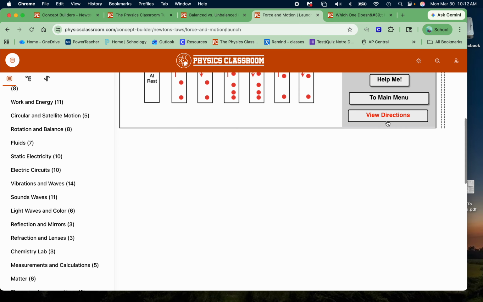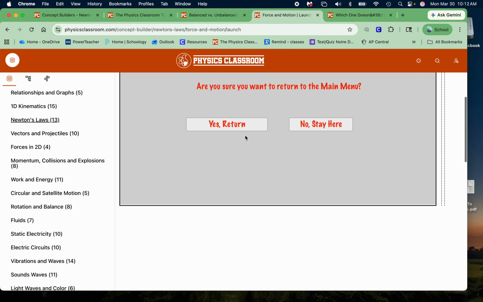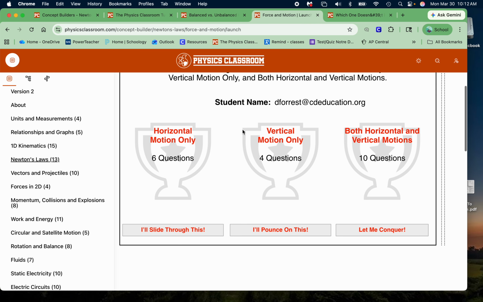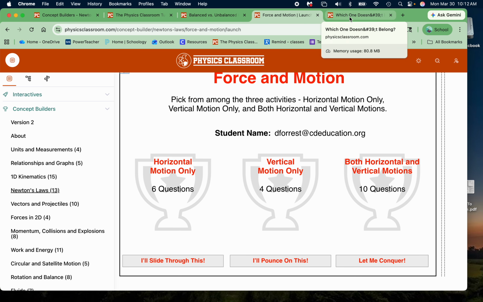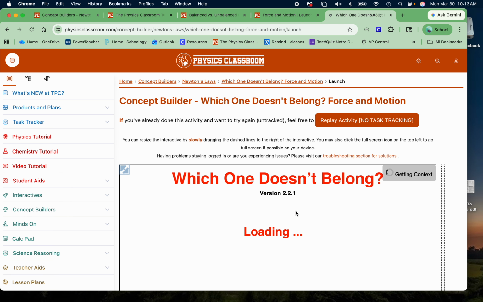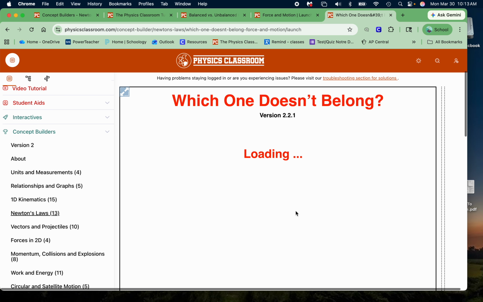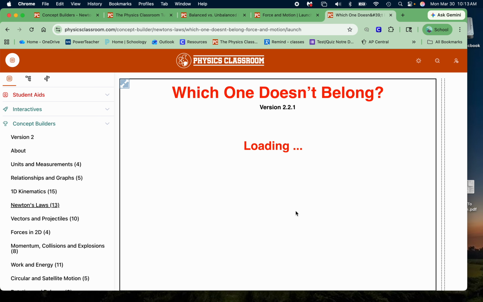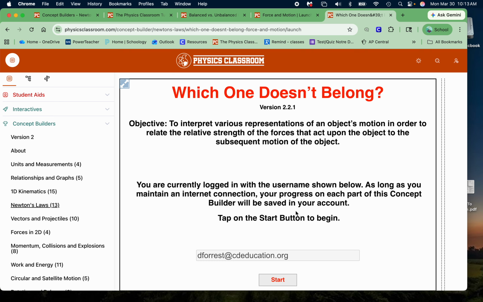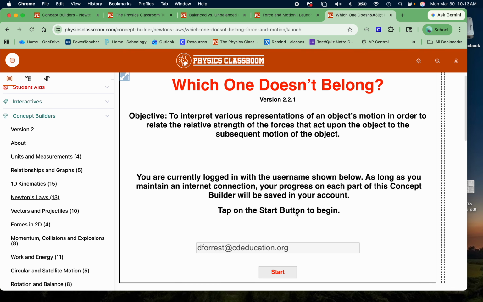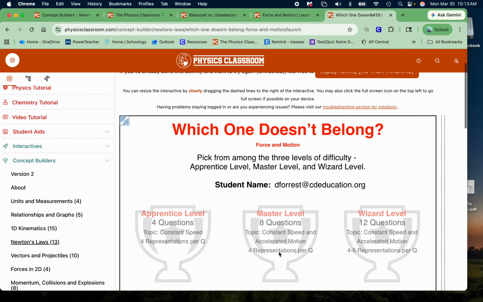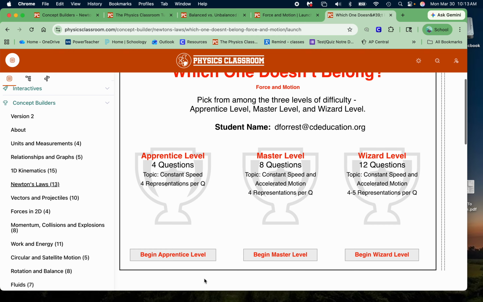Okay, so again, I would like you to do all three levels of these. It gets you good practice. This last one is which one doesn't belong for force and motion. For this one, apprentice level only, master level only, wizard level only get you different levels of points. You do all three levels, you get all the points. So we'll do one from each level.